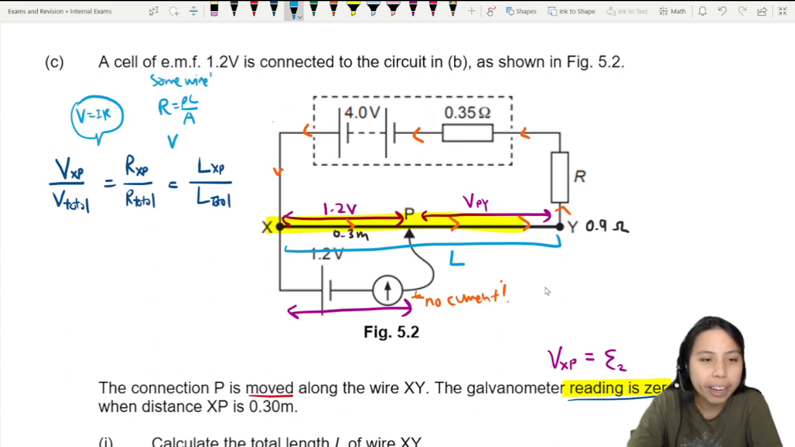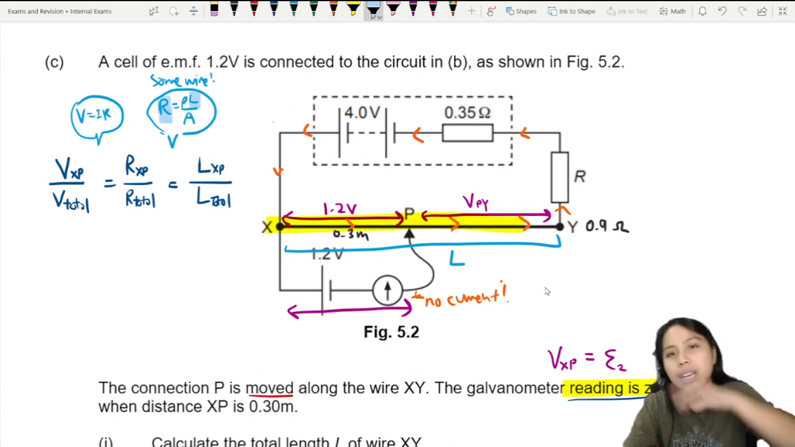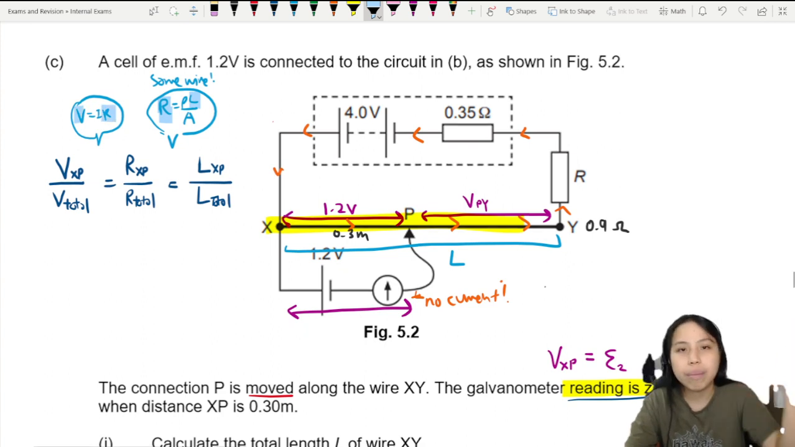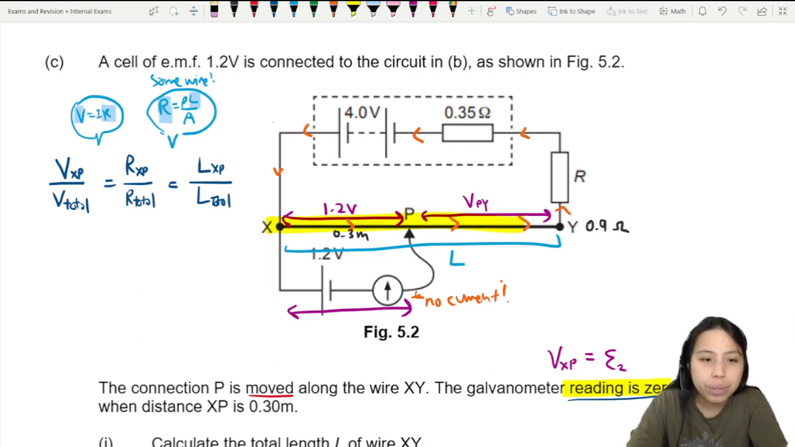Same wire. And we're just doing a ratio of R against L. The rest are constant, same wire. Yeah, so V against R, same current. Okay, so we have two sections now, one part over the total.